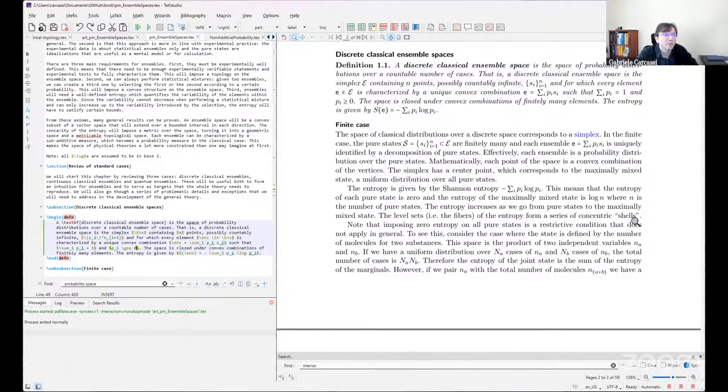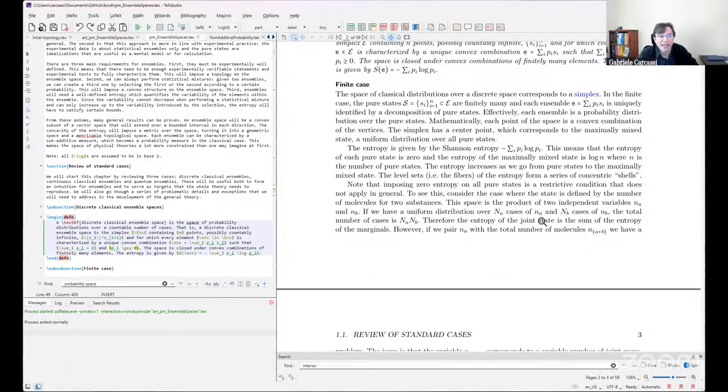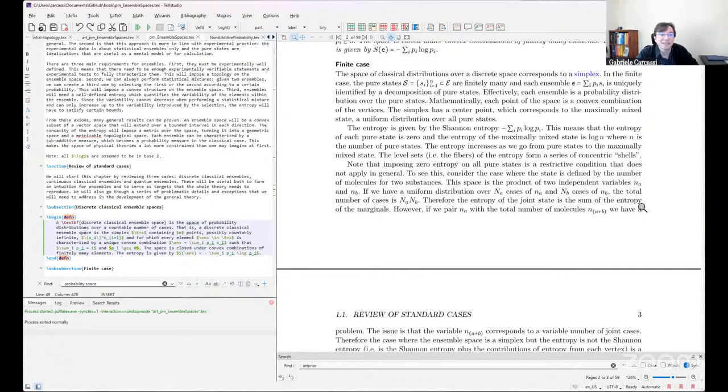Note that imposing 0 entropy on all pure states is a restrictive condition that does not apply in general. To see this, consider the case where the state is defined by the number of molecules of 2 substances. This space is the product of 2 independent variables, NA and NB. If we have a uniform distribution over NA cases of A and NB cases of B, the total number of cases is the product of the 2, right? So you imagine that you have one dimension NA, the other dimension NB, you get a rectangle, and the rectangle is essentially the number of cases that you can have. Therefore, the entropy of the joint state is the sum of the entropies of the marginals. This is because the distributions are independent.